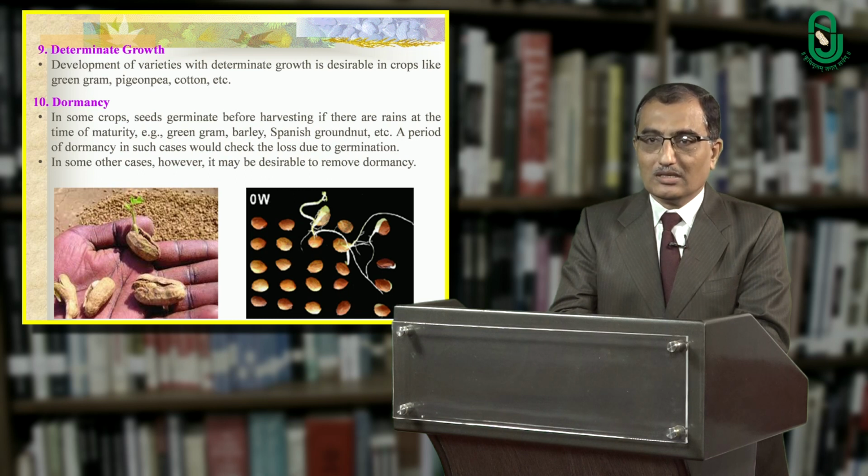But in some cases, dormancy periods may need to be broken to achieve the crop. For example, when you harvest groundnut in the summer season, it cannot be grown in the next kharif season because of some dormancy. So in some cases dormancy is desirable, while in some cases dormancy is not desirable.